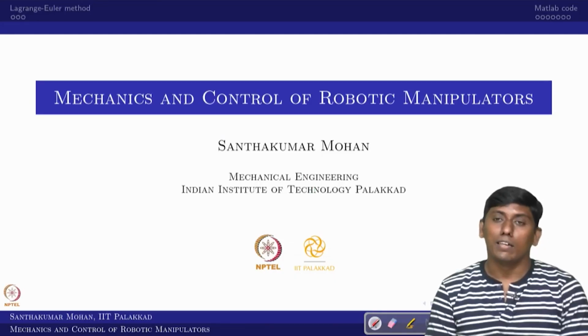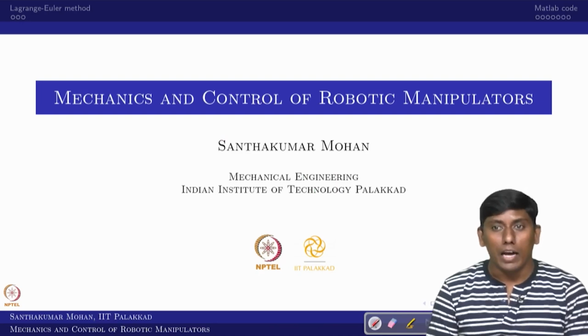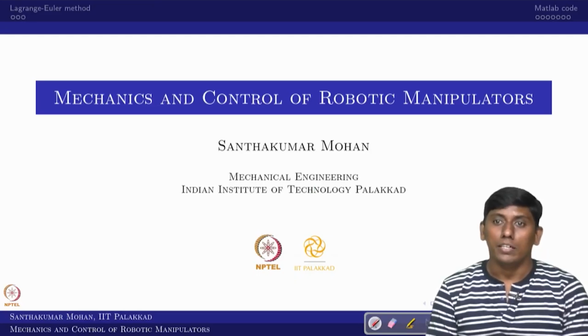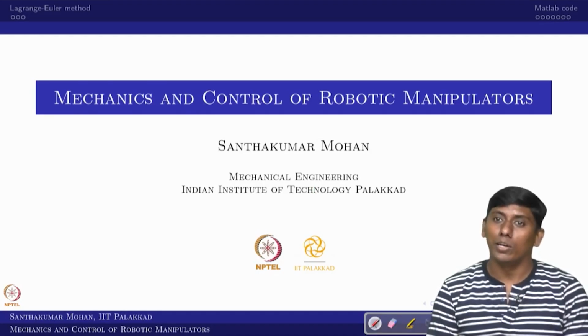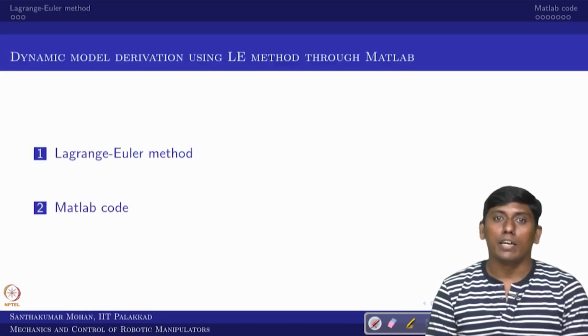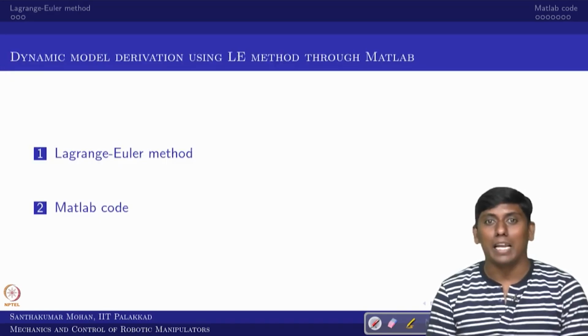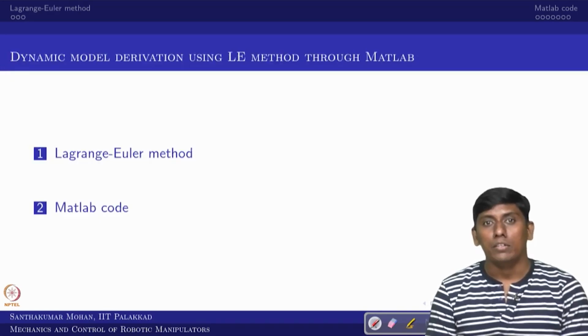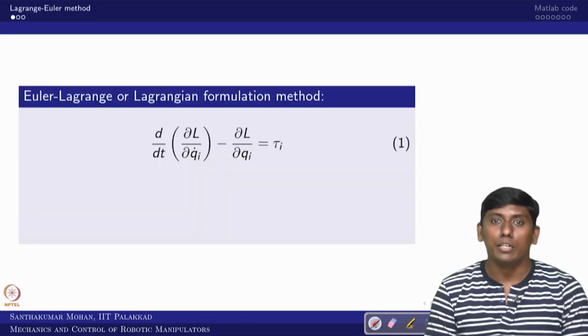Welcome back to Mechanics and Control of Robotic Manipulator. In the last lecture, we saw how to derive the equation of motion using the simple Newton-Euler method. In this lecture, we are going to see the same thing with the help of Lagrange-Euler, again in the Matlab environment. We are trying to recall what the Lagrange-Euler method is and how we can put it in Matlab. The same example we are going to take.